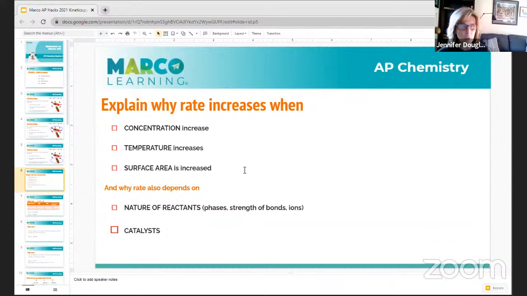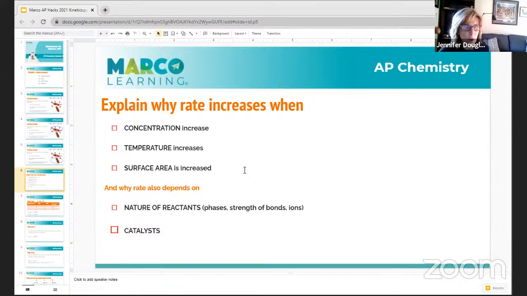Well, two things will happen, actually. If the particles are going to be moving faster, they're going to have more kinetic energy. That's why they're going to be moving faster, because the temperature will increase their kinetic energy. Then they're going to collide more often because they're moving faster, but they're also going to collide with greater force. So a more forceful collision will give you a bigger amount of energy, higher than the activation energy.